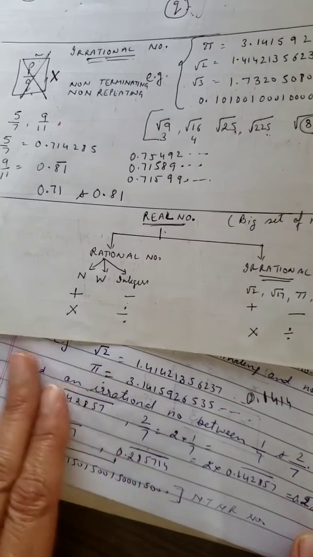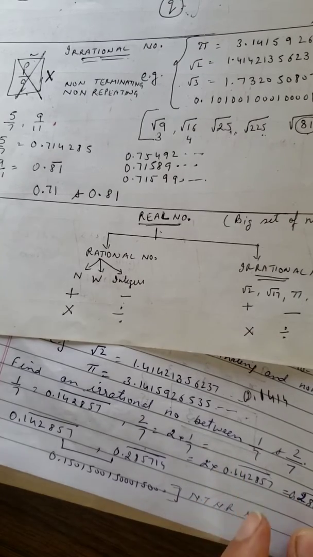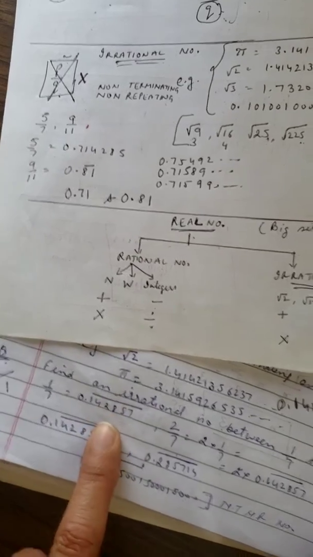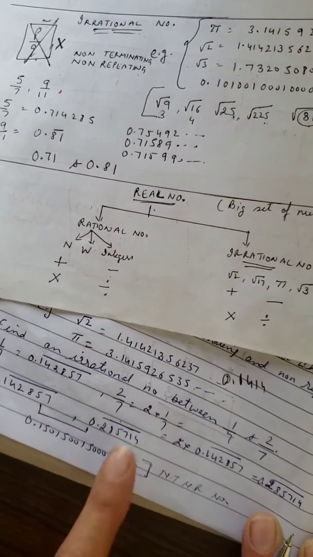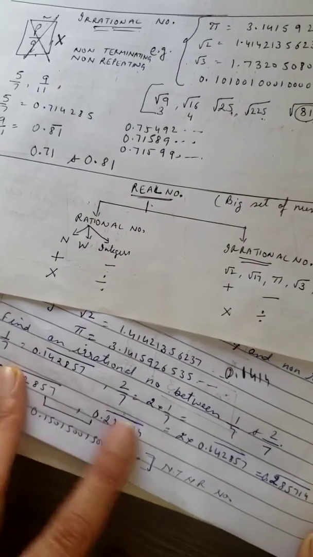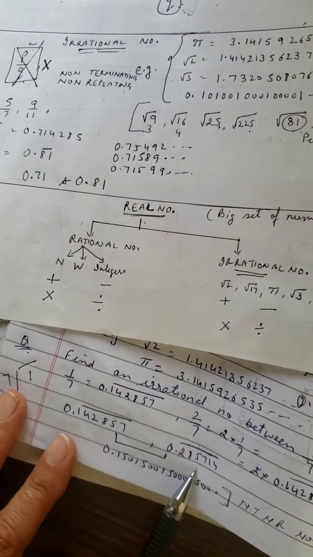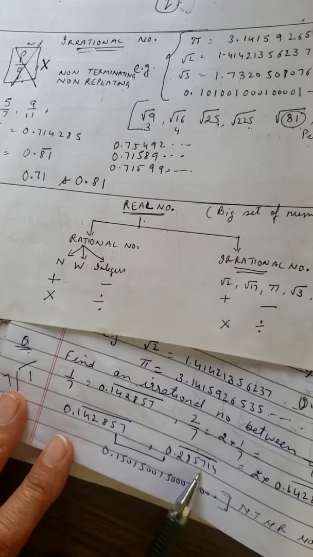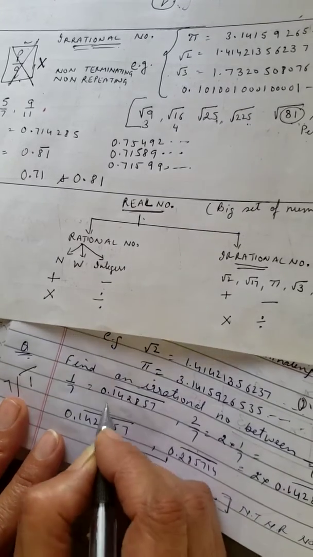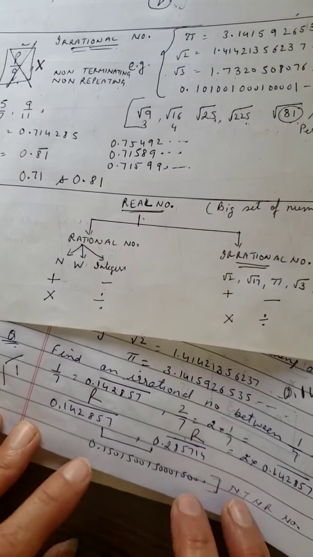The question is to find the irrational number between any two rational numbers. So the first step is you write 1 by 7, do the long division, and write the answer. If there's a bar, you have to write it, and do the same for 2 by 7. Now you write the answers in front of it like this, and these are the two numbers. As we know, this is a rational number, and this is also a rational number. Now we're going to write the irrational numbers between them.